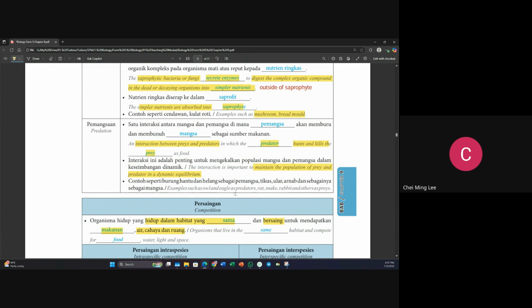So for example, the owl and eagles as predators, and rat, snake, rabbit, and others as prey, especially the eagle. A normal eagle, the one with a white head, I think can catch a small sheep. It should be no problem, by flying down and catching. That's why there are some places where those big eagles are able to catch small kids, the toddlers.